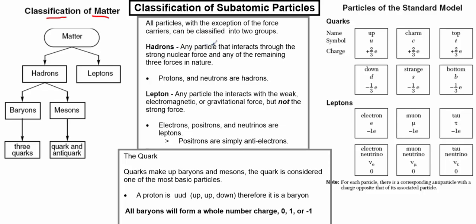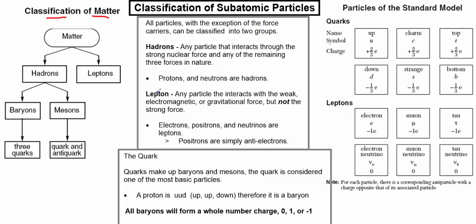Hadrons are any particle that'll interact with all four fundamental forces of nature. So not only is gravity and EM going to affect it, but so will the weak and nuclear force. Meaning, these are all particles that are found in the nucleus. Protons and neutrons are hadrons. Why do they need to be in the nucleus? Well, because the strong nuclear force only affects particles in the nucleus.